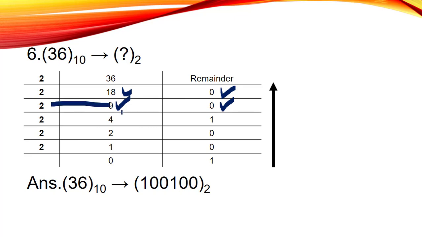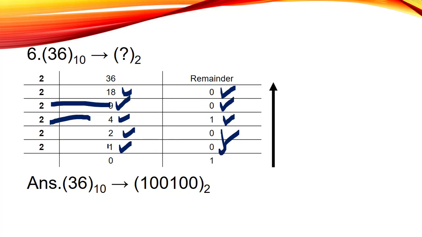Then again we have to divide this 9 by 2, your result will be 4 and a remainder of 1 will be generated. Again we have to divide this 4 by 2, the result will be 2 and the remainder will be 0. Similarly, for the next step, when you divide this 2 by 2, the result will be 1 and the remainder will be 0 again.